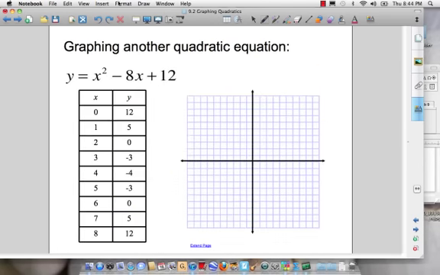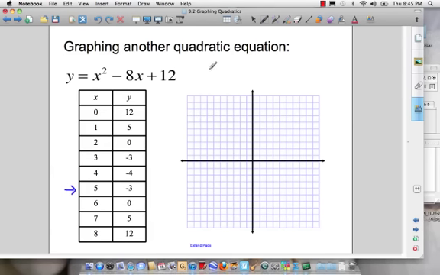Alright, let's look at another quadratic equation. I went ahead here and already filled in the table, but just so that you can see where these values are coming from, suppose I look at this row on the chart. How did I know that when x is 5, y is negative 3?